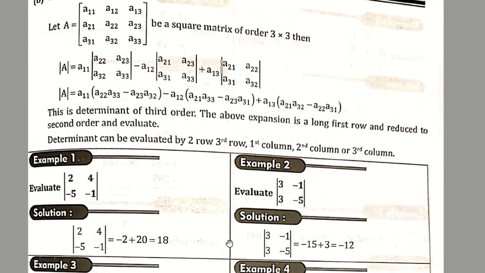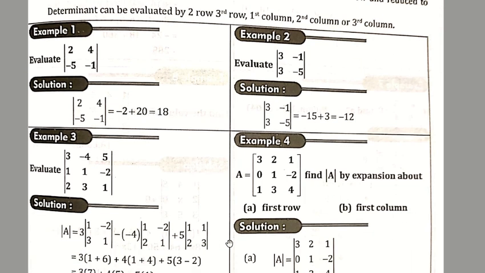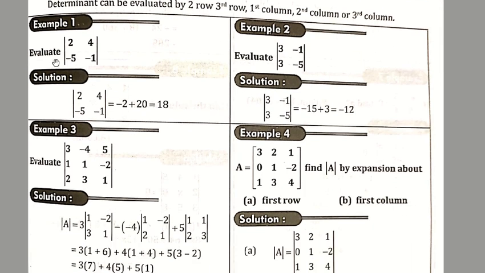Now let us move on to the questions. Example 1, they have given the matrix. If you cross multiply, 2 into minus 1 is minus 2, and 4 into minus 5 is minus 20. So minus into minus will become plus. So minus 2 and plus 20 will become 18, which carries a positive sign. And you subtract it, because plus into minus is minus.